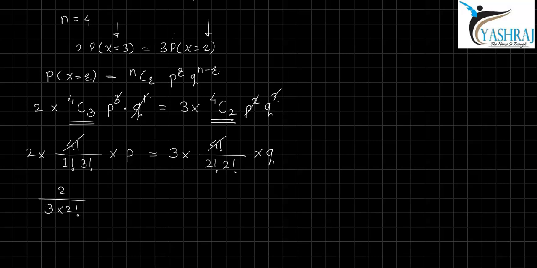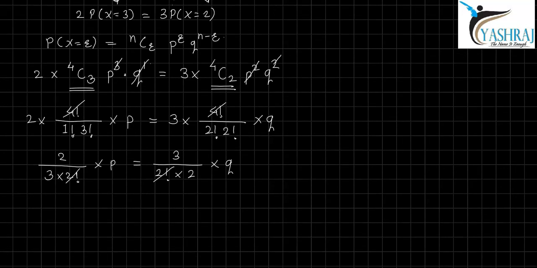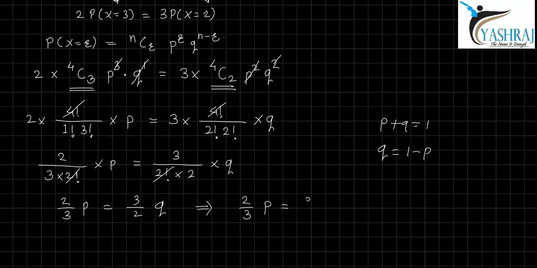3 factorial we can write as 3 into 2 factorial into p is equal to 3 divided by 2 factorial into 2 factorial becomes 2 into 1 as 2 into q. Now 2 factorial from both sides gets cancelled, so we might have here 2 by 3 times p is equal to 3 by 2 times q. So that implies, we well know q we can write as 1 minus p, because p plus q is equal to 1. So now we have 2 by 3 times p is equal to 3 by 2 times 1 minus p.